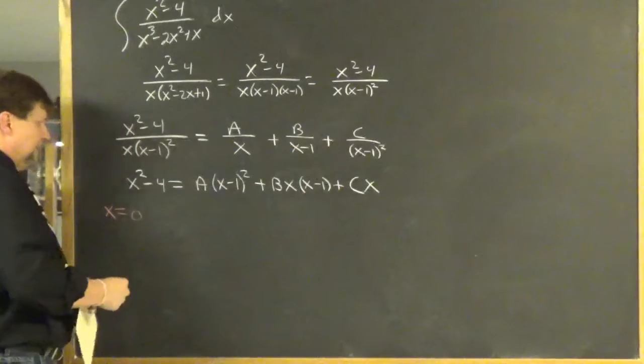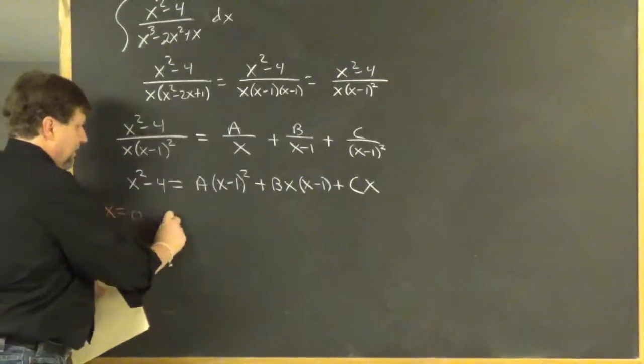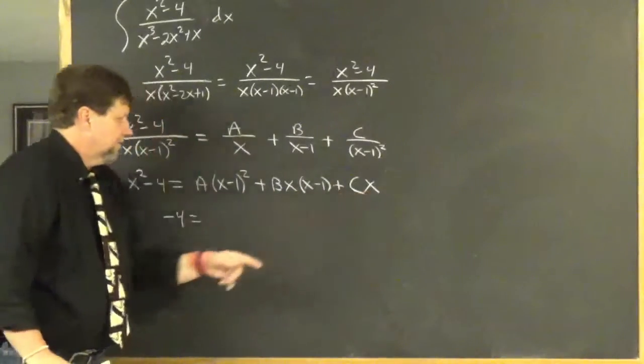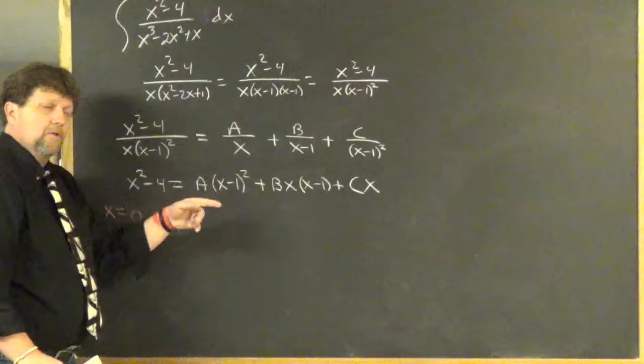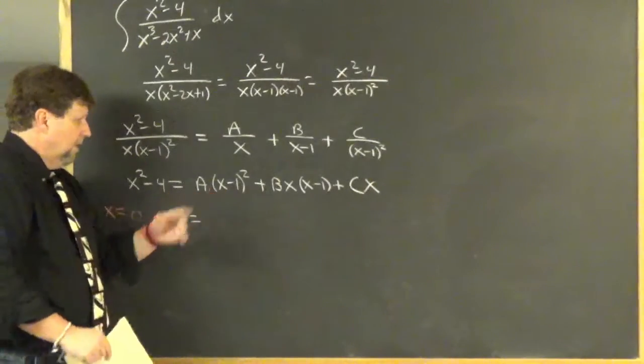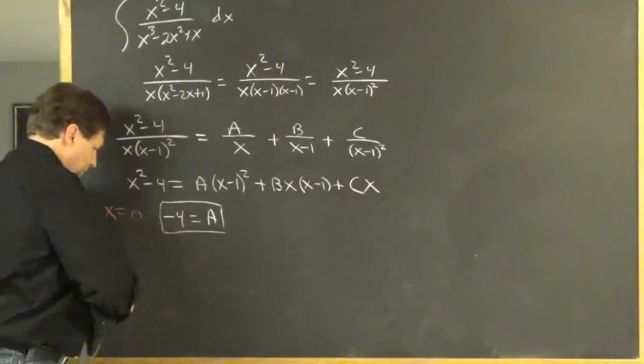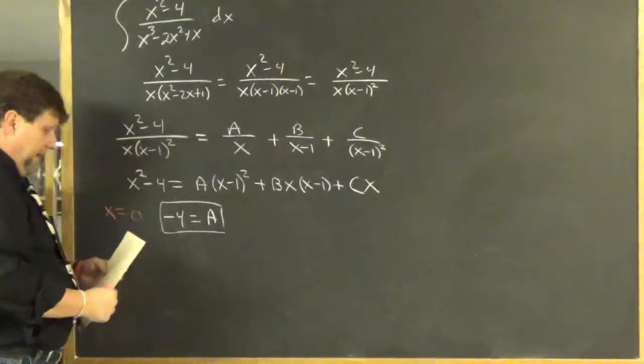So if I pick x as 0, over here on the left I have a negative 4. This term's gone, that term's gone. Negative 1 squared is 1. Oh, heck, we immediately get A. A is negative 4. That was friendly.